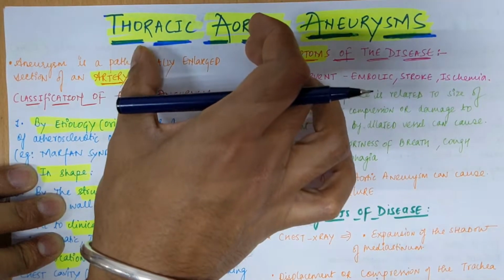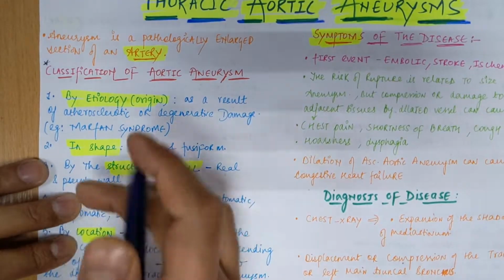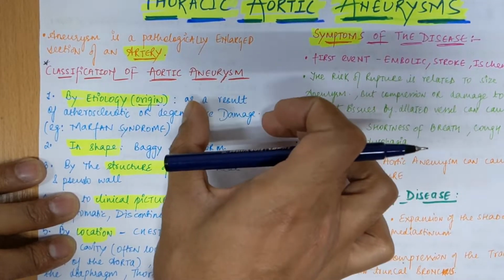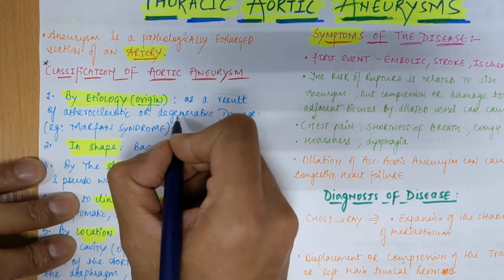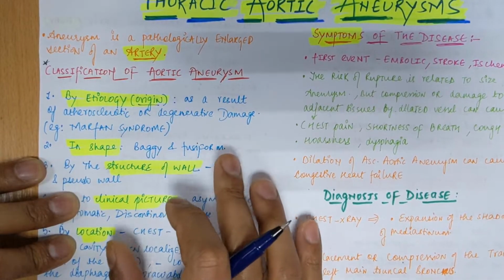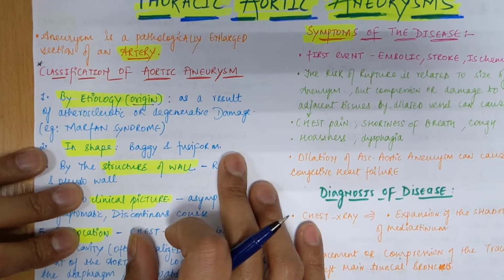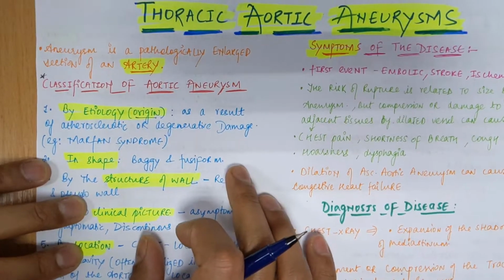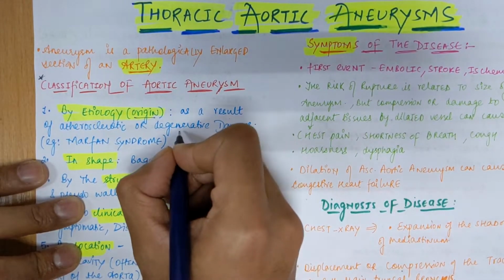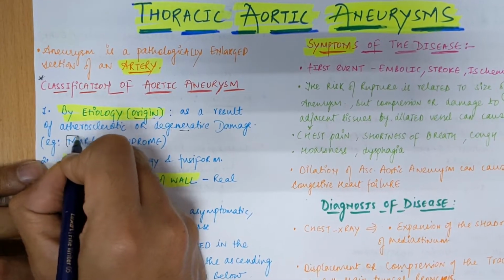With respect to the thoracic aortic aneurysm, there are classifications by which we divide it. The first one is by etiology, that is, the origin. It can be a result of atherosclerotic plaque or degenerative damage. In atherosclerotic plaque, there is a deposition of plaques in the arteries which can lead to further bulging or ballooning of the thoracic aorta. According to etiology, degenerative damage relates to disorders of connective tissue, in which we have one pathology called Marfan syndrome.